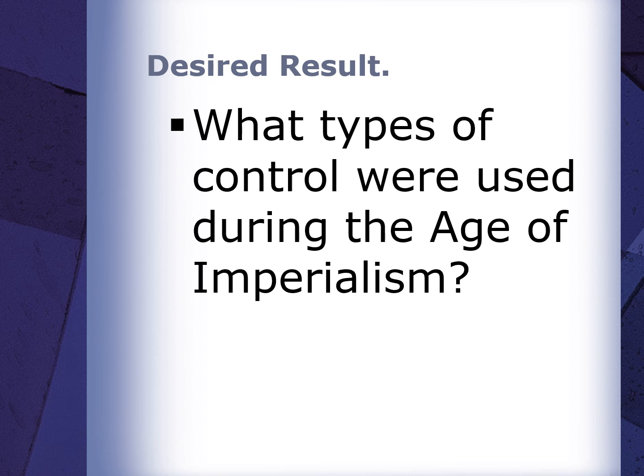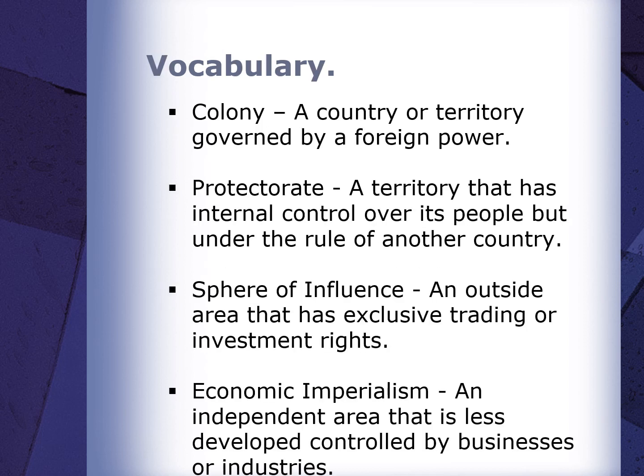Our desired result: what types of control were used during the Age of Imperialism? Okay, and some vocabulary. Colony, a country or territory governed by a foreign power. Protectorate, a territory that has internal control over its people but under the rule of another country. Sphere of influence, an outside area that has exclusive trading or investment rights. And economic imperialism, an independent area that is less developed, controlled by businesses or industries.